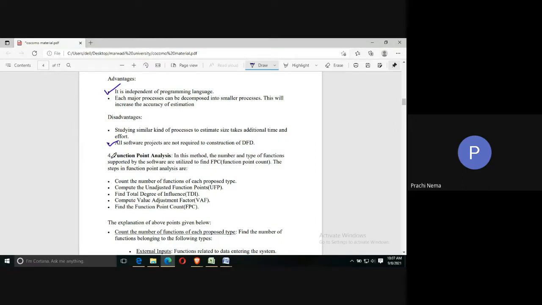Now comes the fourth technique, which is important, I would say, apart from lines of code. This technique is one of the most frequently used techniques. That is function point analysis. You can write its short form as FPA.